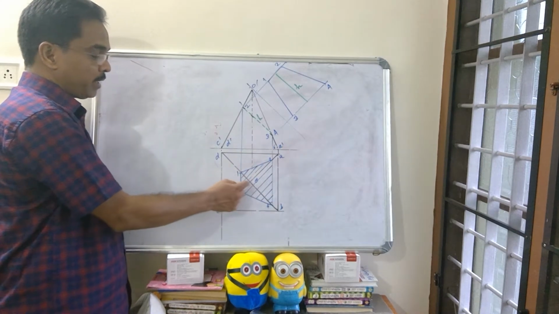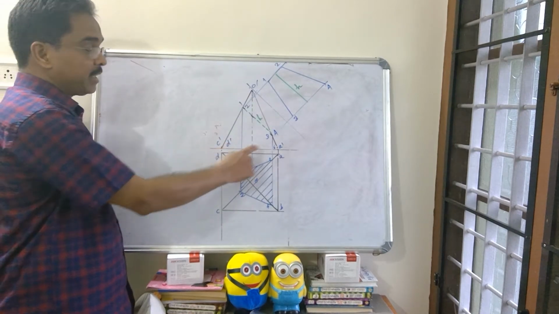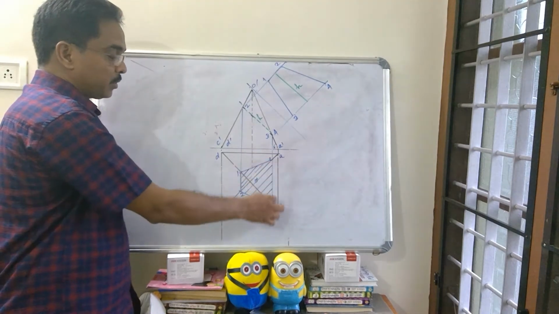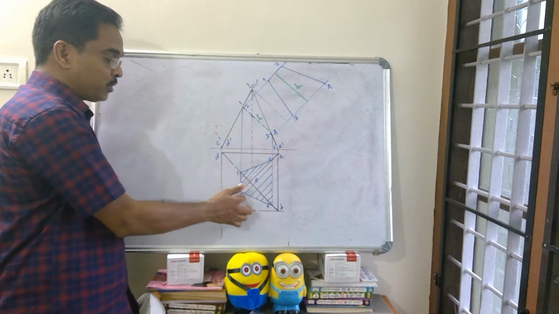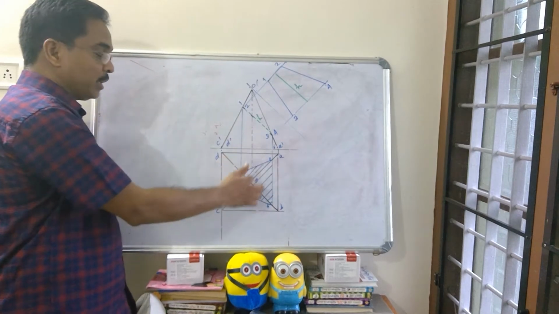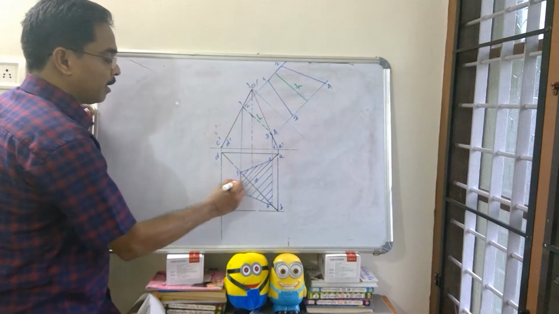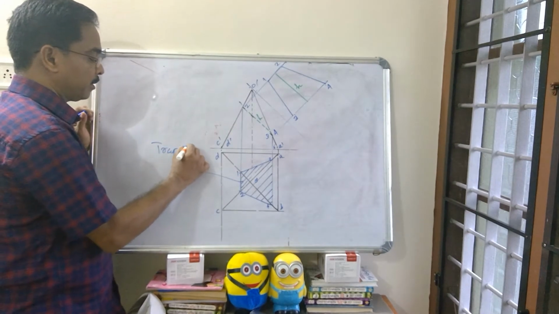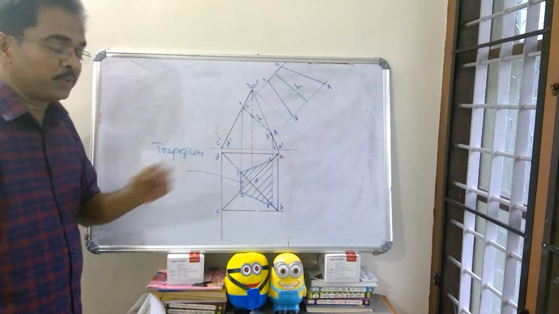1 and 2 will be cutting OC and OD, O dash C dash and O dash D dash. 3, 4 is cutting O dash A dash and O dash B dash. After getting the top view of the cutting points, join 1, 2, 3, 4. You can see that the true shape is a trapezium. If you cut a square pyramid, the true shape is a trapezium.